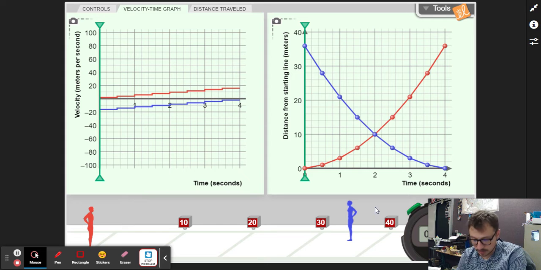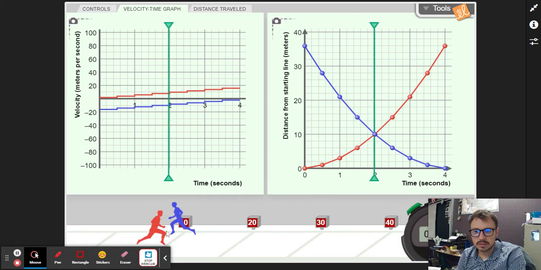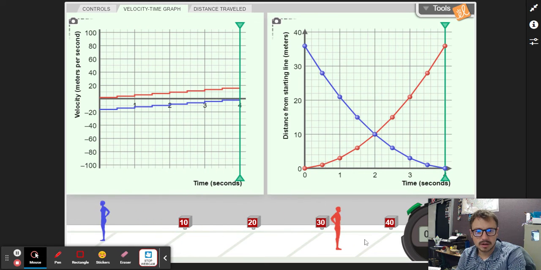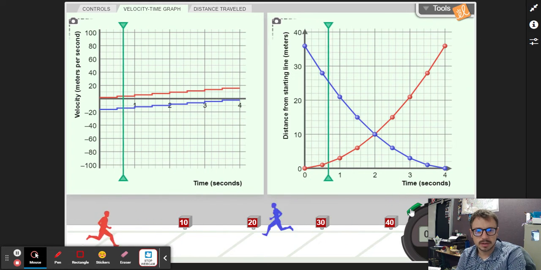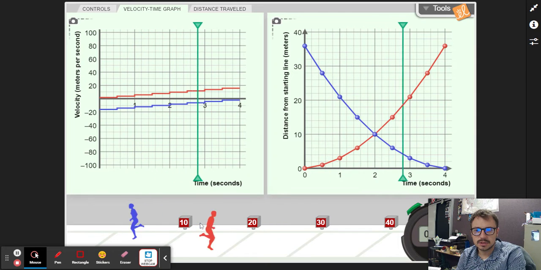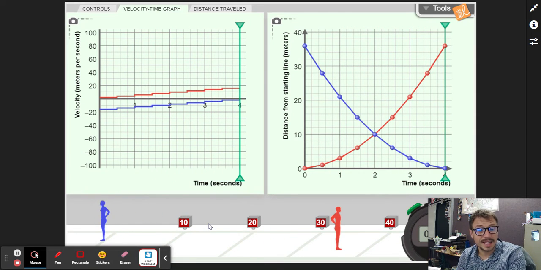So the different types of motion are going to be speeding up, slowing down, or at a constant velocity. So what are these runners doing? Like what's runner 1 doing? This red runner. What's runner 2 doing? That blue runner. Is that runner speeding up, slowing down, or at a constant velocity? Or I guess at rest.